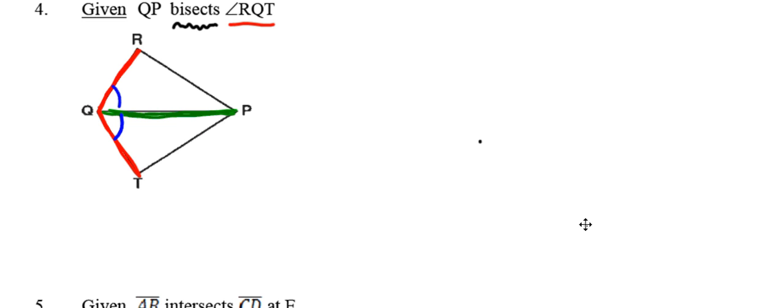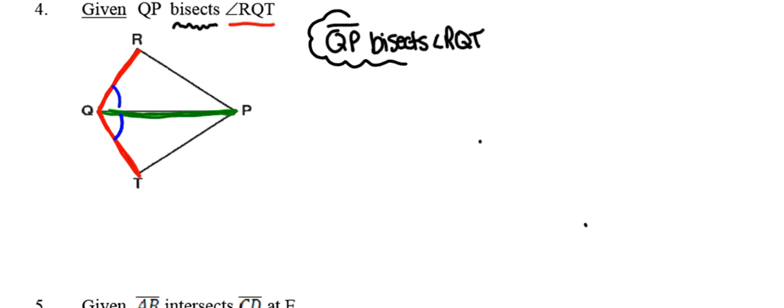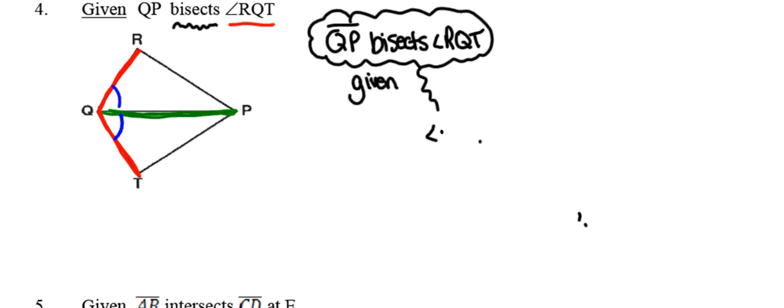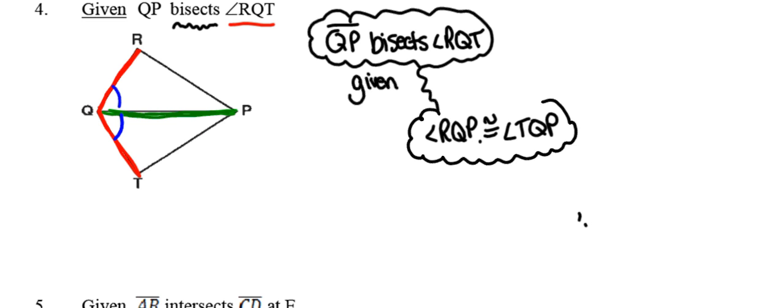So I'm going to go ahead and start out my proof by writing that true given statement, segment QP bisects angle RQT. And again, you can use a rectangle. I like to use the bubble, or some kids say the cloud. I know that's a true statement because it's given to me to be a true statement. And if this guy is a true statement, then what I also know has to be a true statement is that angle RQP and angle TQP have to be congruent to each other. So there's my true statement.